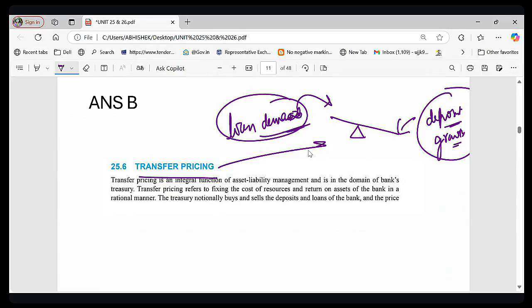Please let me know, is the concept clear regarding transfer pricing? Please type clear in the chat box if it is clear, right? This is a very important concept called transfer pricing. It helps you balance loan demand and deposit growth while maintaining profitability. So this is how it happens. Let's see the next question.